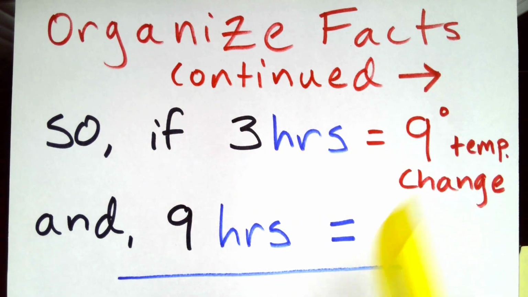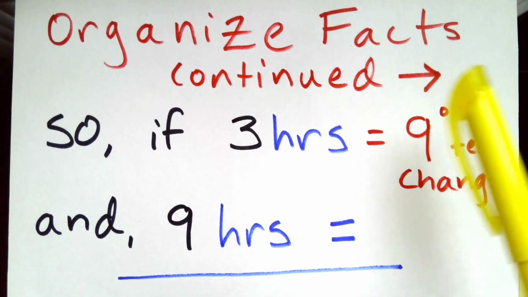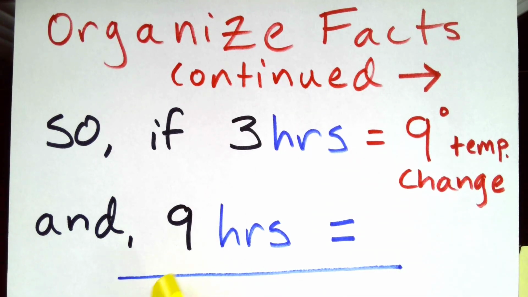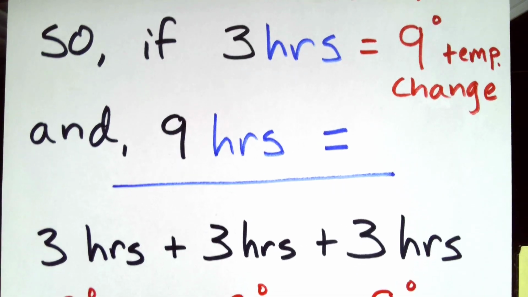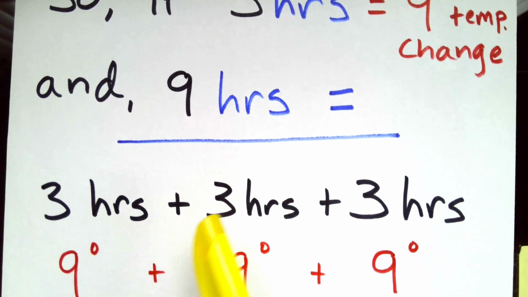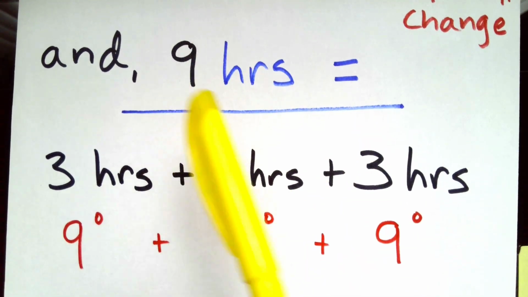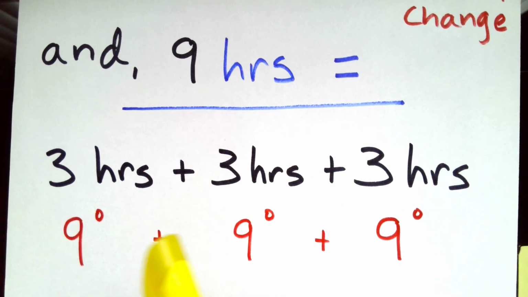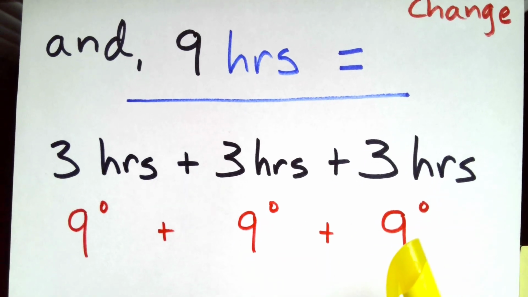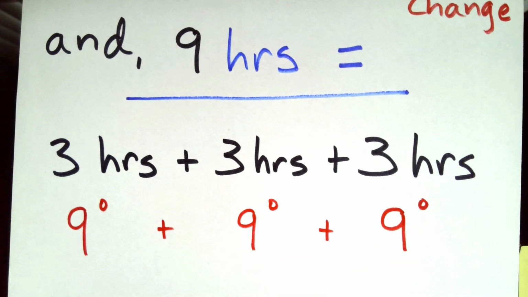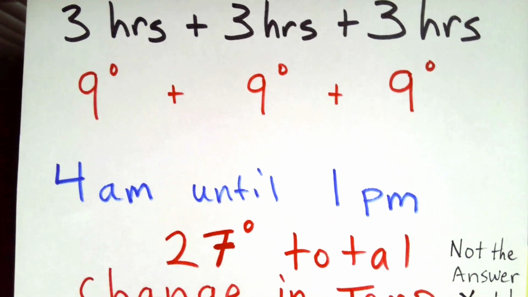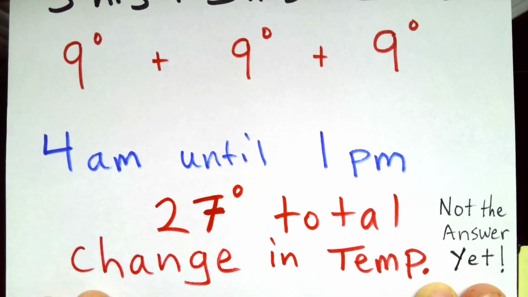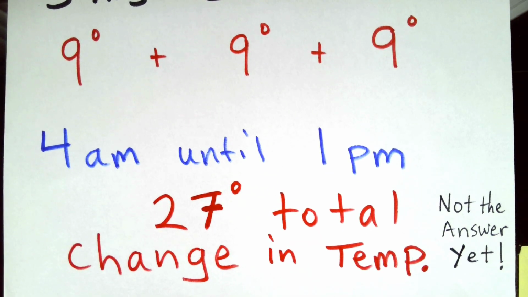So I'm going to continue my organized facts. So if in 3 hours there's a 9-degree temperature change, and in 9 hours, that represents 3 hours plus 3 hours plus 3 hours, that gives you the total of 9. And in each of these segments, the rate changed at a continuous rate of 9 degrees from 4 a.m. until 1 p.m. There was a 27-degree total change in temperature.